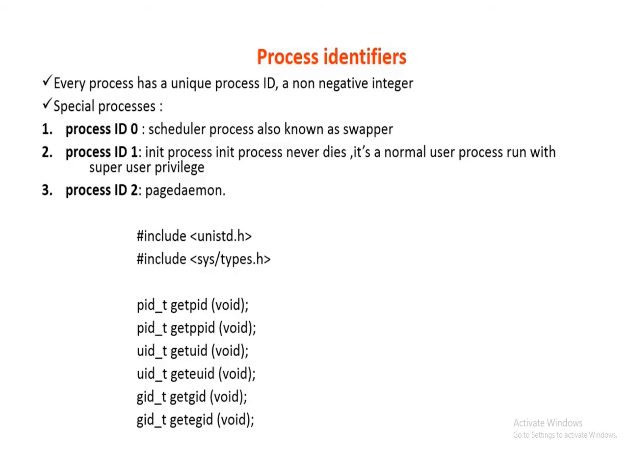Next we will see some of the functions by which you can access the different process IDs. To make use of those functions, you have to include two header files, unistd.h and sys/types.h. The first function is getpid. It is used to access the process ID of the currently running process. Then getppid means get the PID of the parent. To access the user ID, you use getuid. getuid. geteuid means get the effective user ID. Then getgid to get the group ID. Then to get the effective group ID, you use getegid.